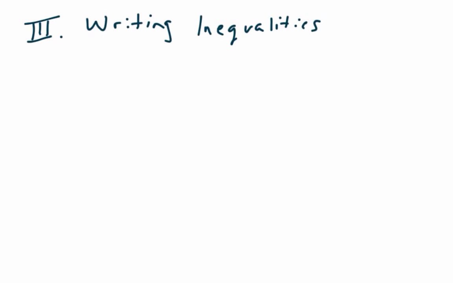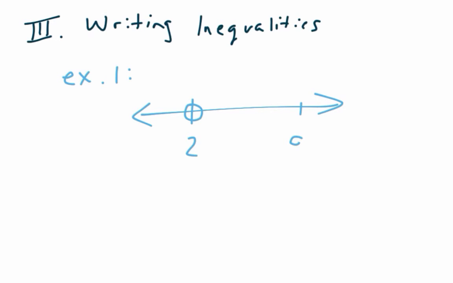So writing inequalities. Here's a graph. Here's a number line with a graph on it. And then you need to figure out, is it union, is it intersection, and how would you write that down? How would you write the inequality for it? So example 1, I have a number line with an open circle on 2, and a filled in circle on 9, and then we shade everything in between.